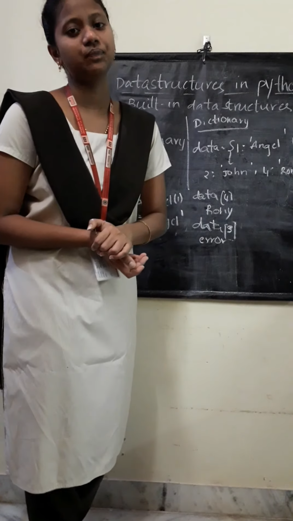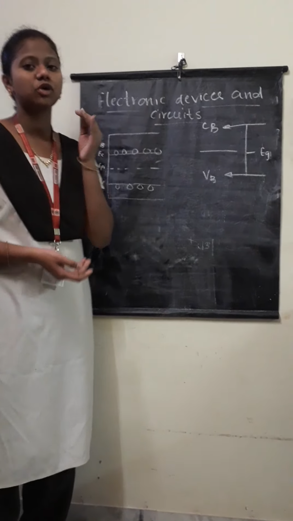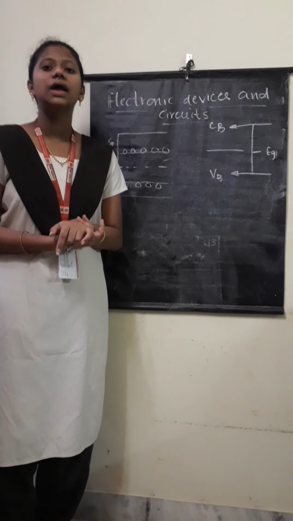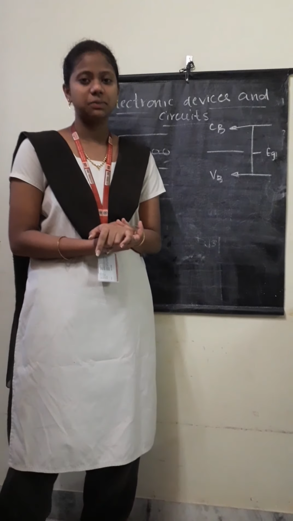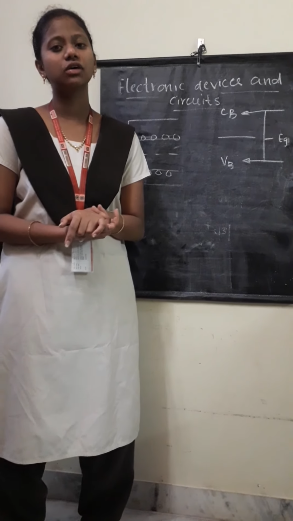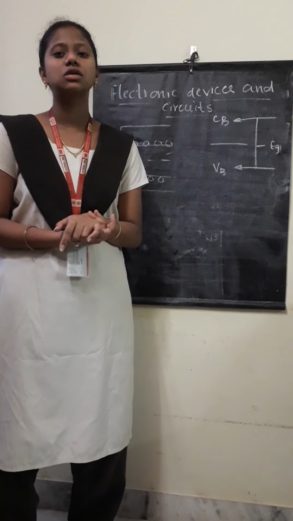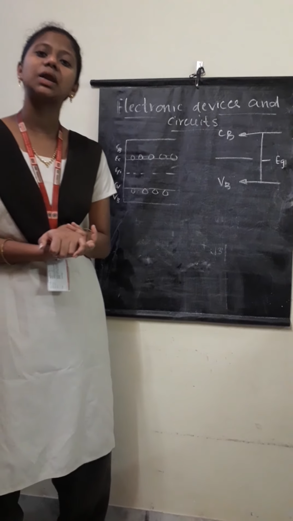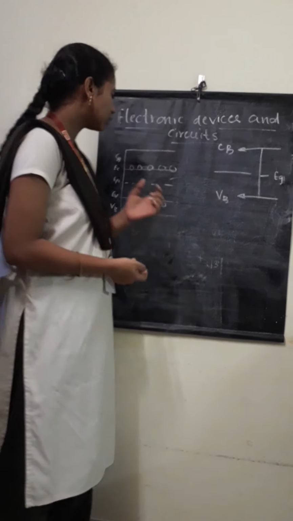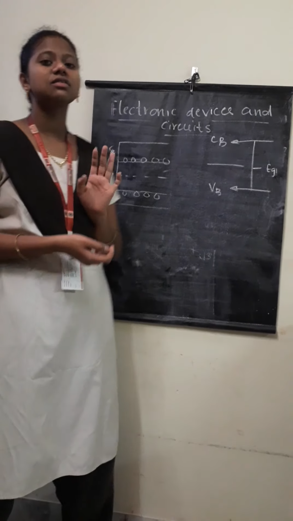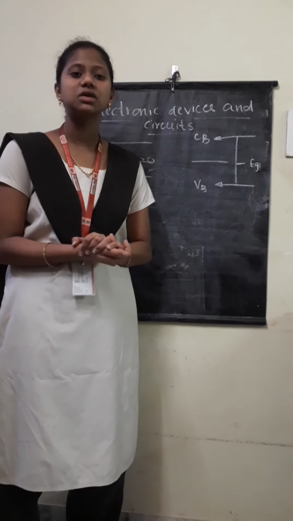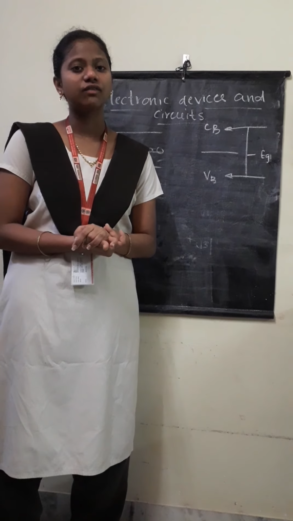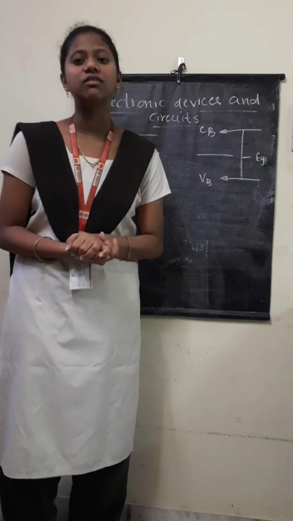Now I'm going to give a seminar on the electronic devices and circuits subject, on the topic intrinsic and extrinsic semiconductors. Intrinsic semiconductors are also known as pure semiconductors. Here the energy band gap is 1 electron volt. It means to move an electron from the valence band to the conduction band, we need thermal energy of 1 electron volt. Here the Fermi energy level lies in the center of the forbidden energy gap. It means the Fermi energy level is equal to (EV plus EC) by 2, where EV represents the maximum energy level of the valence band and EC represents the minimum energy level of the conduction band.